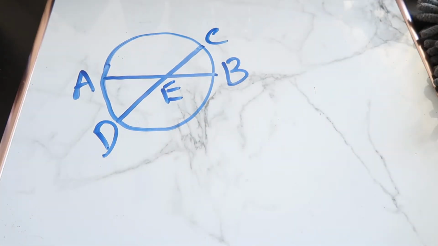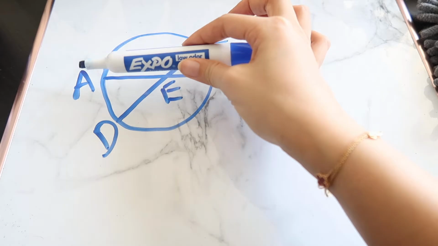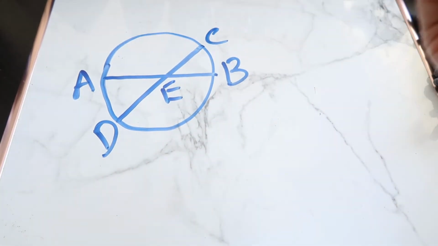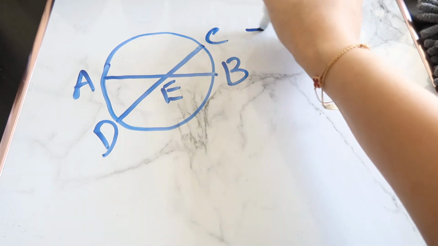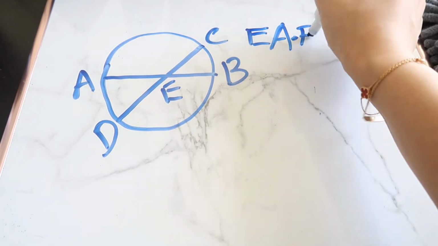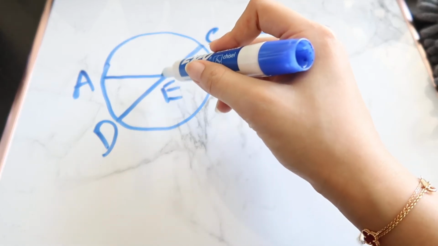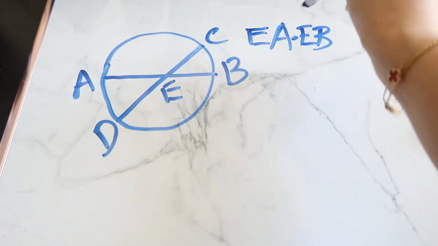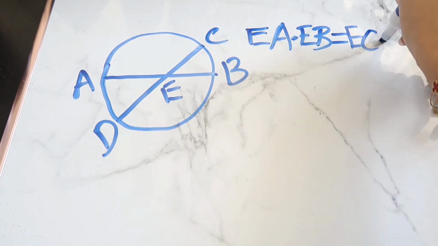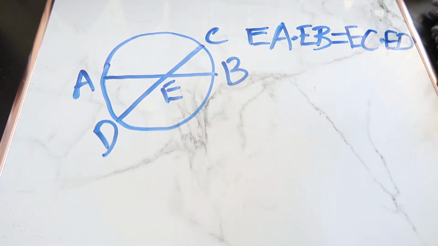So the formula for this one is that you look at each segment separately. For example, if you look at this segment AB, the relationship we have here is EA times EB. You see the intersection is E, so EA times EB equals EC times ED. When you multiply them together, the multiplications equal each other. Alright, so let's try an example.